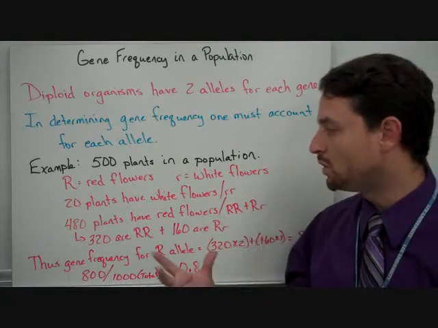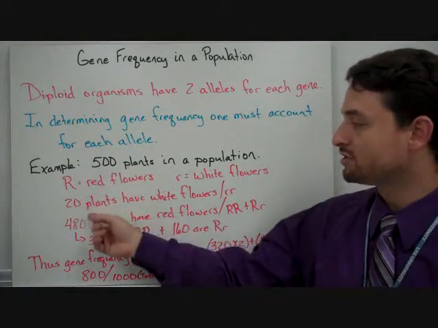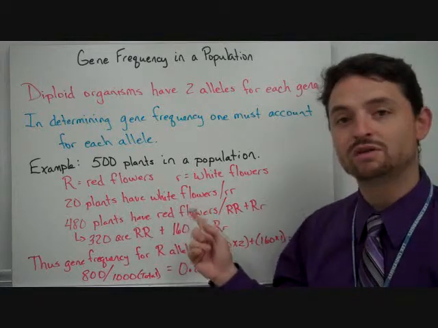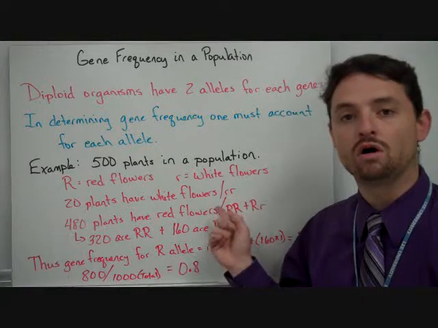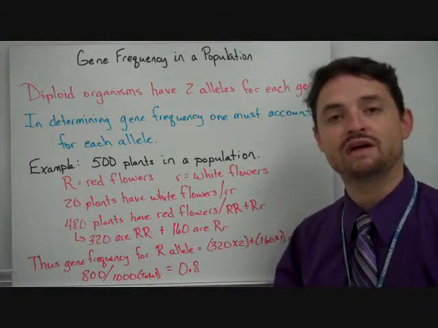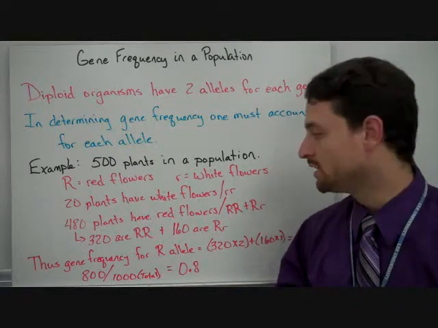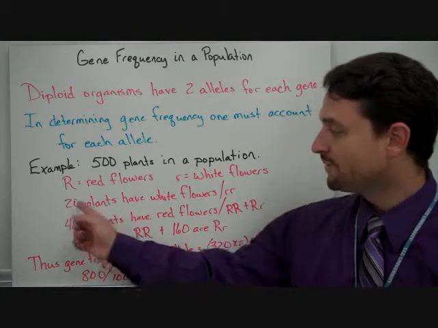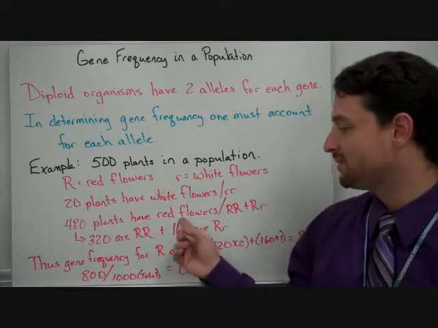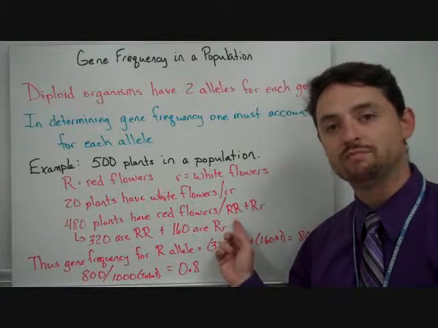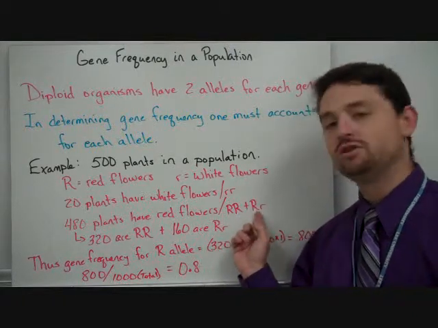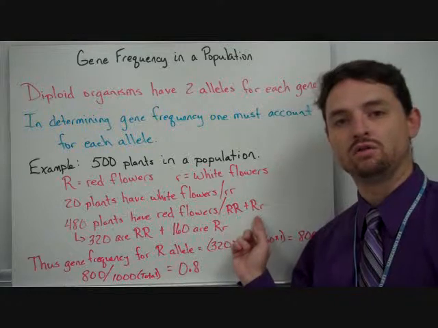So then if we're told that out of those 500 plants, 20 of those plants are white flowers, that means that we know that their genotype is little r little r, because if they have white flowers, they have to have the recessive alleles. So that would leave 480 of those plants to be red flowers, and that's going to be a combination of both those homozygous dominant, big R big R, and those heterozygous, big R, little r.